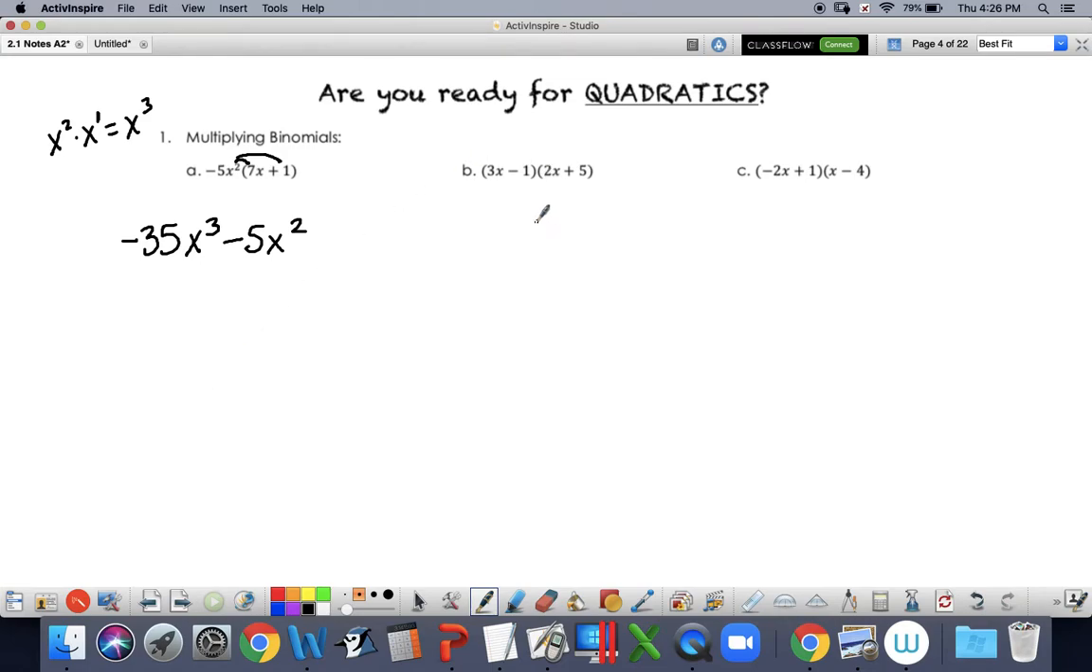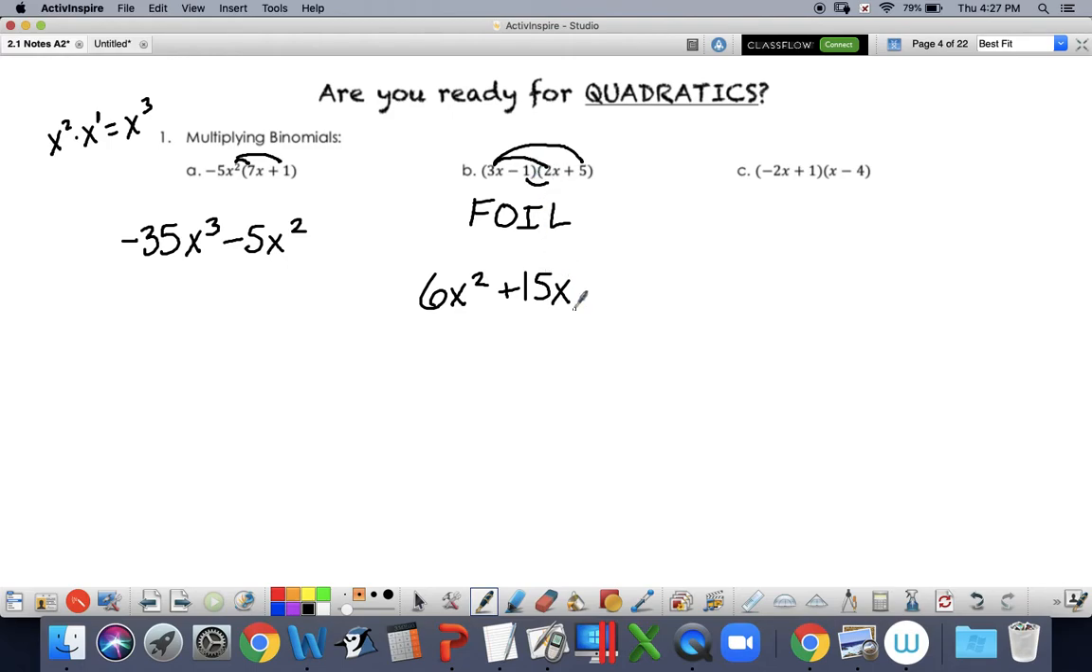Now the second question has 2 binomials being multiplied together, and you may remember the 4-step process that we have to take with these types of questions. FOIL. FOIL stands for first, outer, inner, last. So the first part that I do is I multiply my firsts together. 3x times 2x is 6x squared. Then I multiply my outers, 3x times 5, and I'm just going to write this as one long addition statement. So I keep adding the terms as I go through the FOIL process.